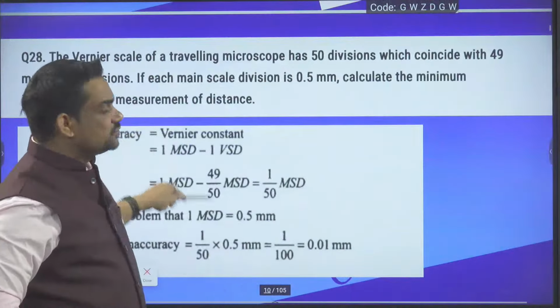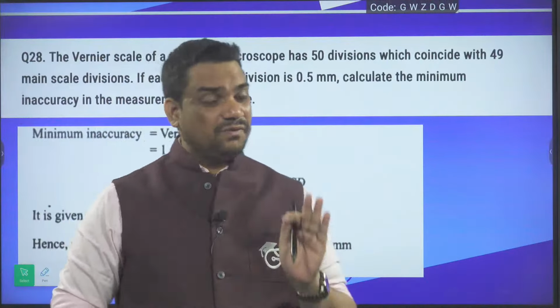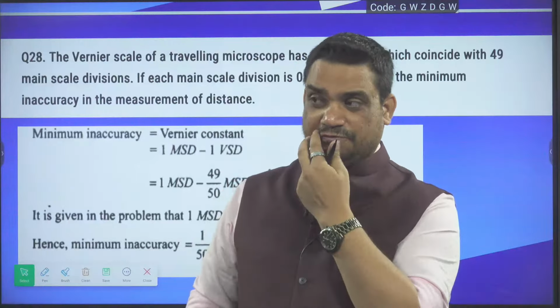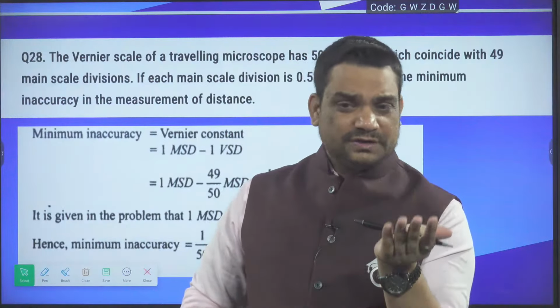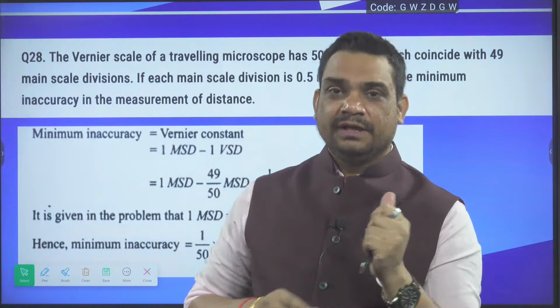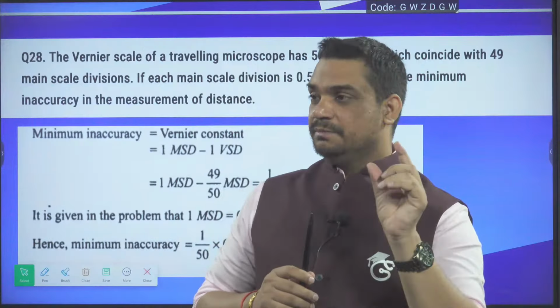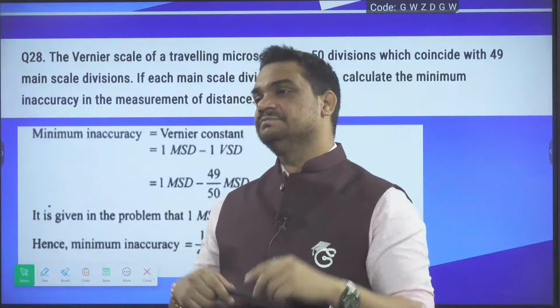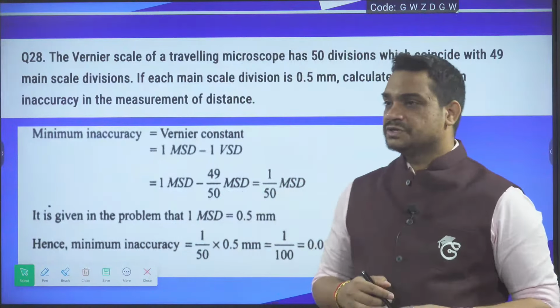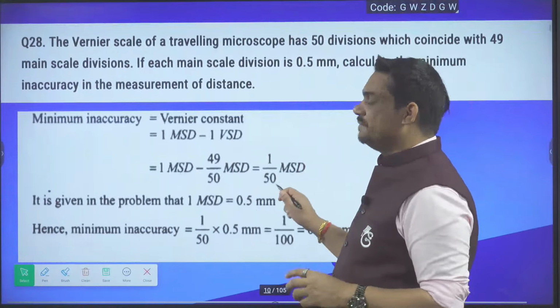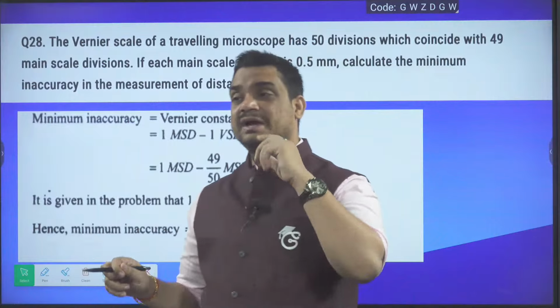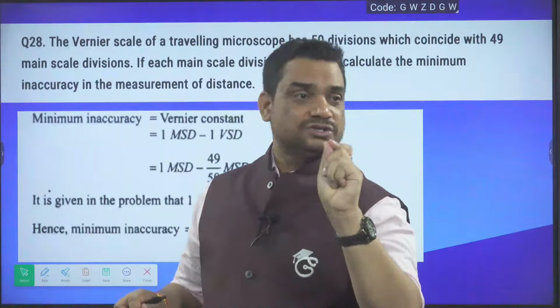Then it comes to instruments. Instruments are always important. Whatever questions they mostly ask are not very tough. If it is too tough, we have already discussed it in the notes. But basic questions we cannot skip. Like this simple question given here: Vernier scale of a traveling microscope. They have mixed it with the traveling microscope. The traveling microscope is one of the listed experiments.